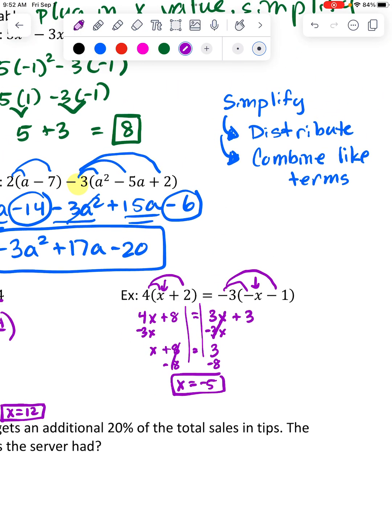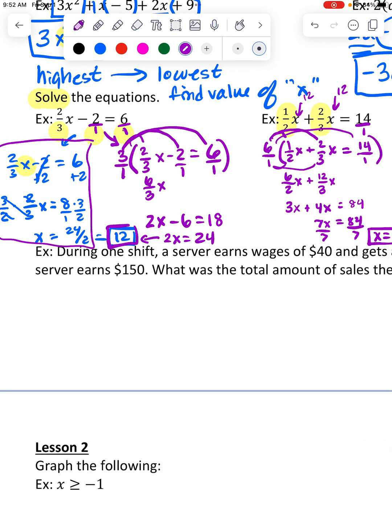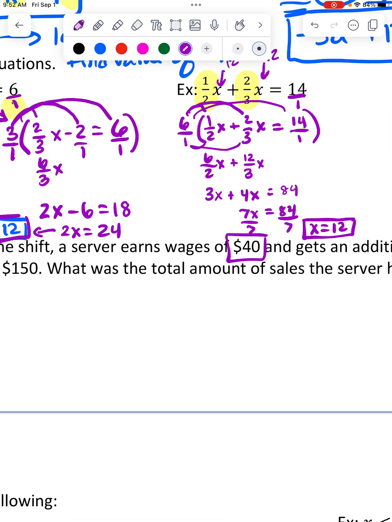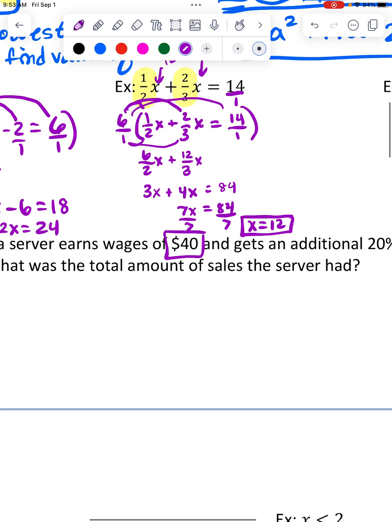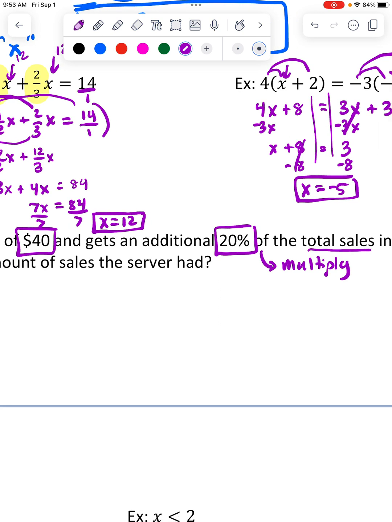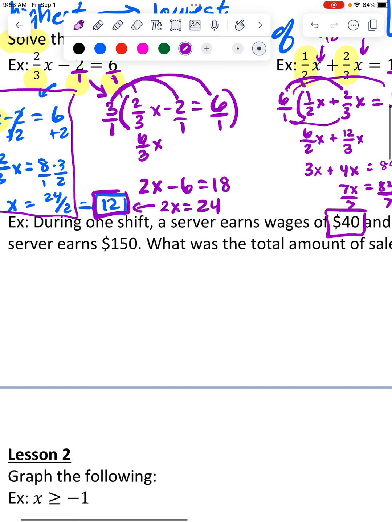Everybody loves a good word problem. So let's think. During one shift, a server earns wages of $40. That means you just straight up get paid 40 bucks. And an additional 20% of, in math, means you're going to multiply by something, like 20% of what? And it's of the total sales. So they're basically getting a little commission or a tip on what they're selling. This is my total. It says the server earns 150.